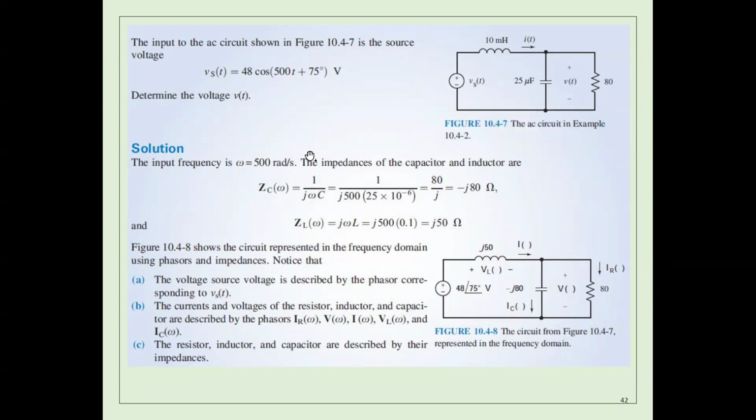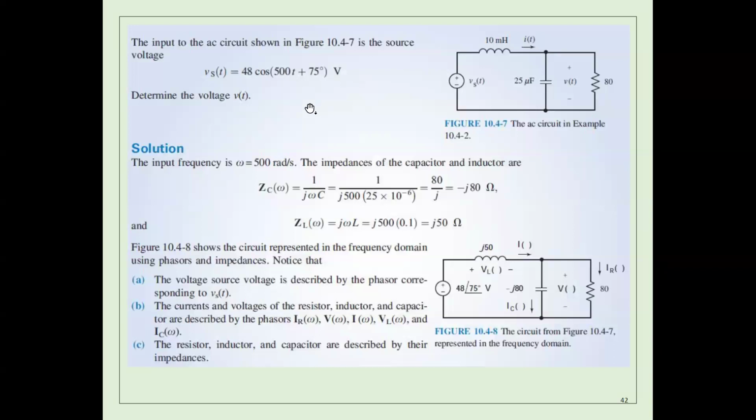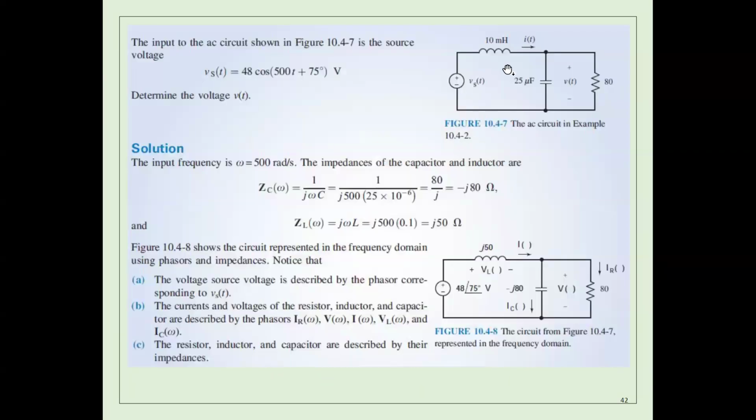To solve these problems, there are different ways to do it. One way, similar to what I did here, is to calculate the total impedance. These two are in parallel and this one is in series. You can calculate the total impedance, and once you have it, you can divide VS by the total impedance to get I, this current here. Once you have I, it's easy now.